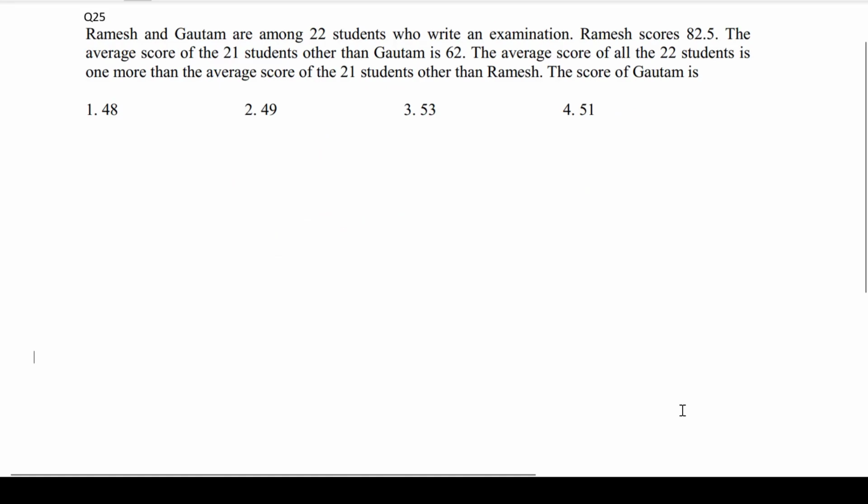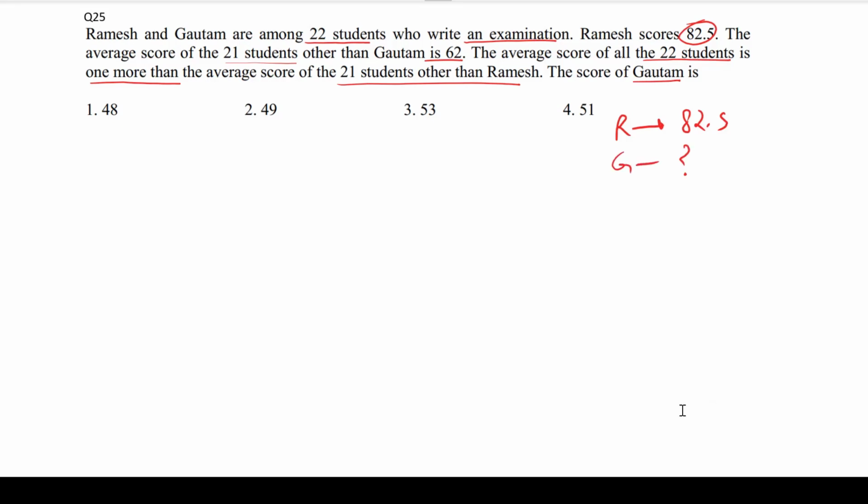Number 25. Ramesh and Gautam are among 22 students who wrote an examination. Ramesh scored 82.5. The average score of the 21 students other than Gautam is 62. The average score of all 22 students is one more than the average score of the 21 students other than Ramesh. We need to find the score of Gautam. So, the average score of the 21 students other than Gautam is 62.